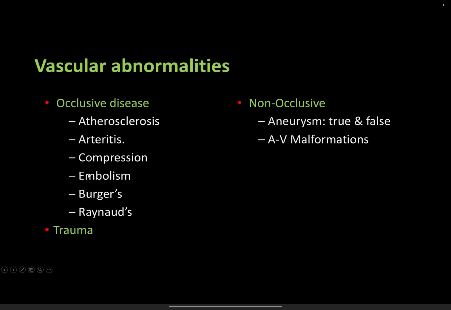Coming to abnormalities, they can be occlusive or non-occlusive. Occlusive, these are the common causes: atherosclerosis being the most common for peripheral arterial disease, arteritis or vasculitis, any external compression, embolic phenomenon, Burger's or Raynaud's disease, and of course trauma. Non-occlusive diseases of arteries are aneurysm, true and false aneurysm, and AV malformations.